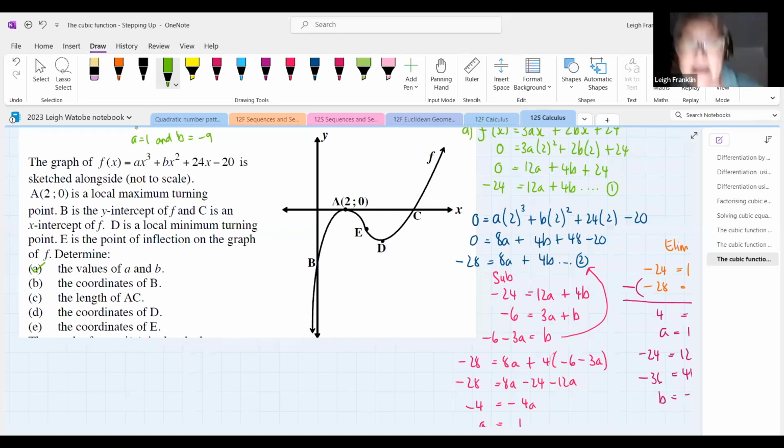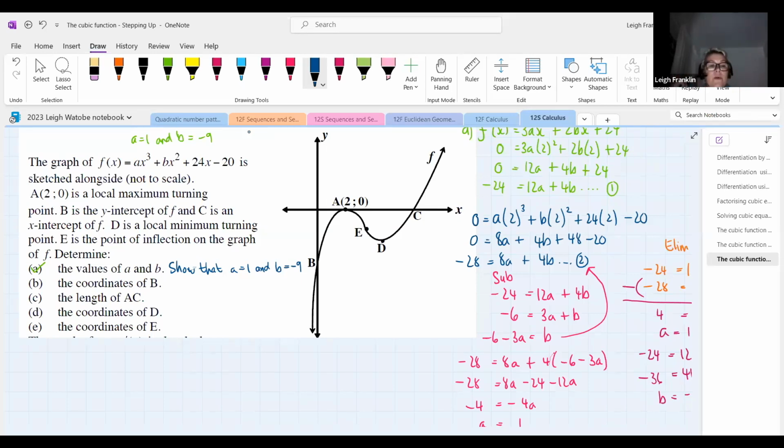I should also like to say at this point that in exams and test questions, they generally don't ask this question by saying determine the values of a and b. The reason for that is because if you cannot work out what a and b are, you can't do the rest of the questions, right? You can still do question b in this case, but you wouldn't be able to do c, d, or e. So this question will look most likely like this. They will say, show that a equals 1 and b equals negative 9. Okay, that's how it'll probably be phrased.